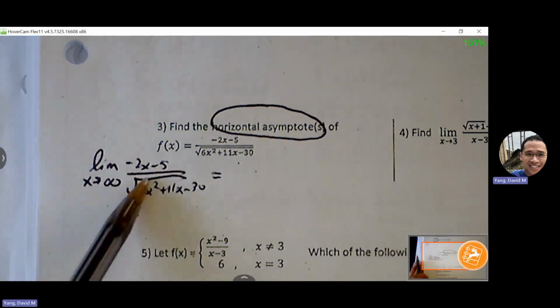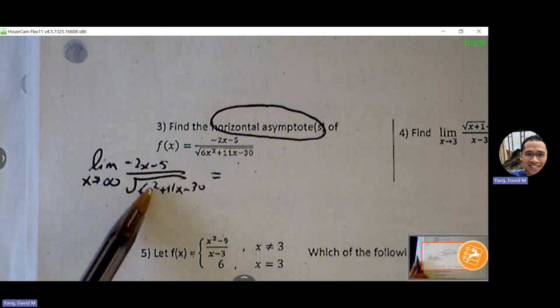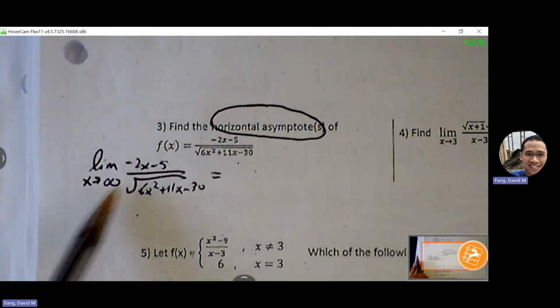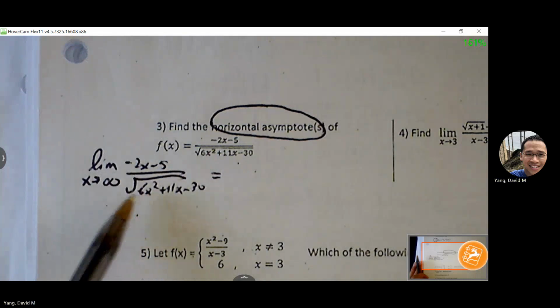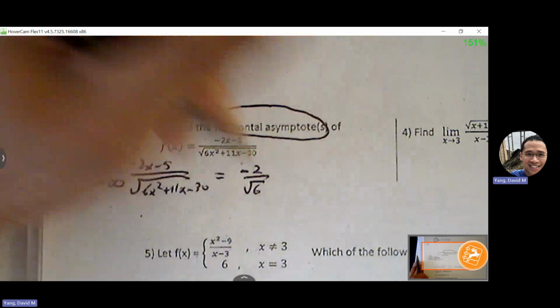Same. Good. So that square root is going to force that x squared to go down to degree 1. So top is degree 1, bottom is degree 1. So as we approach infinity, what's going to be the limit here? Yeah, -2 over root 6.